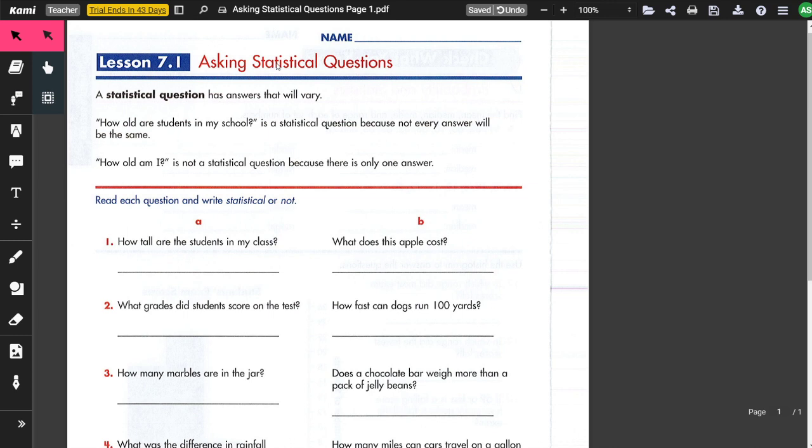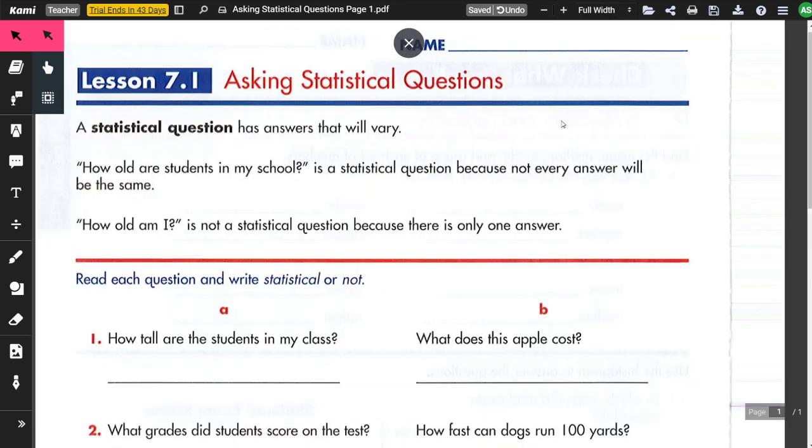This time we're going to be looking at asking statistical questions. So, a statistical question has answers that will vary. An example of a statistical question is, how old are the students in my school? Because you can have a variety of answers from people. But if it was, how old am I? Well, you're only going to have one age, so it only has one answer, so it's not statistical.